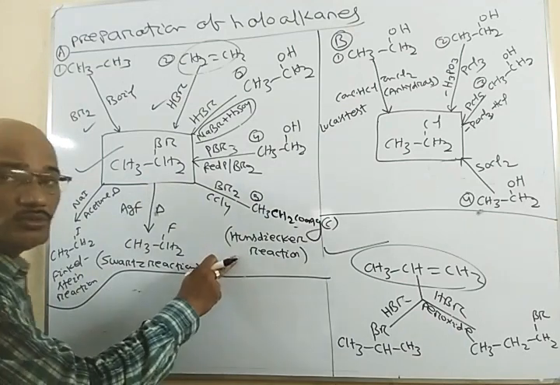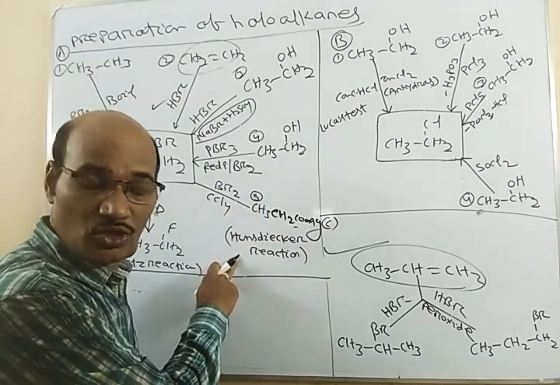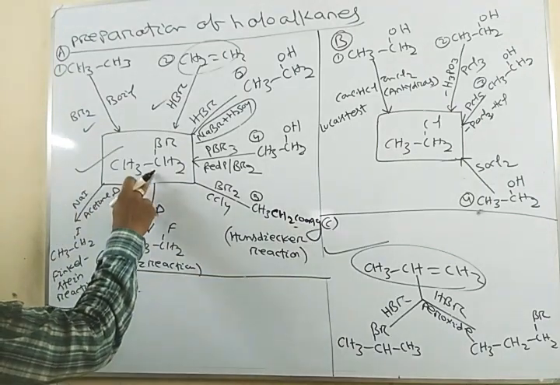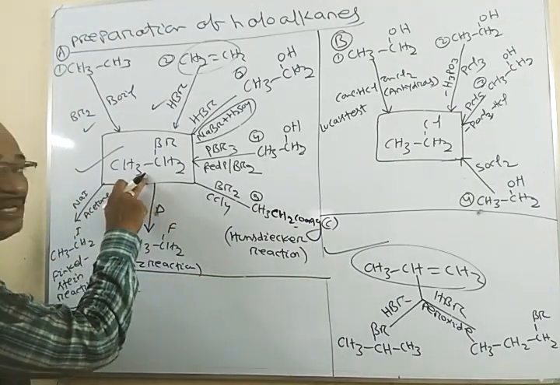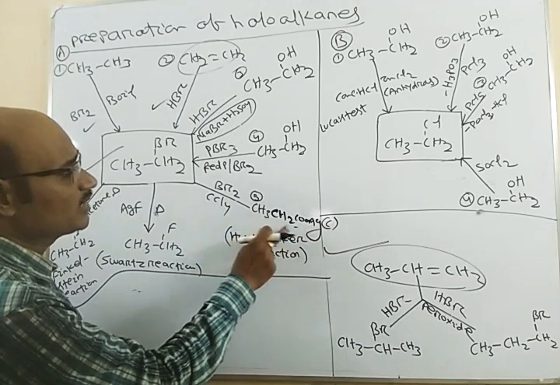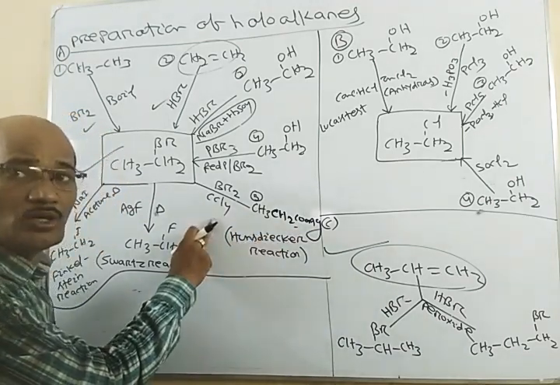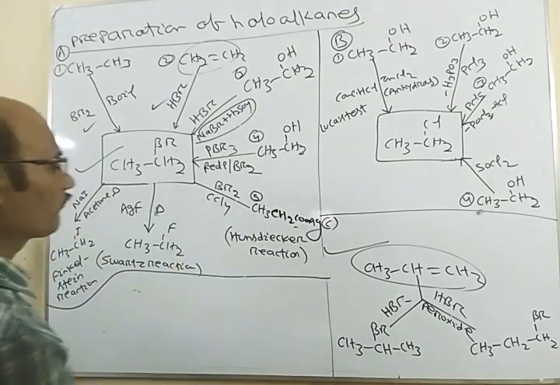CH3CH2Br. This is called the Hunsdiecker reaction. So the formation of haloalkane, alkyl bromide, from the silver salt of a carboxylic acid with bromine in CCl4 is called the Hunsdiecker reaction.